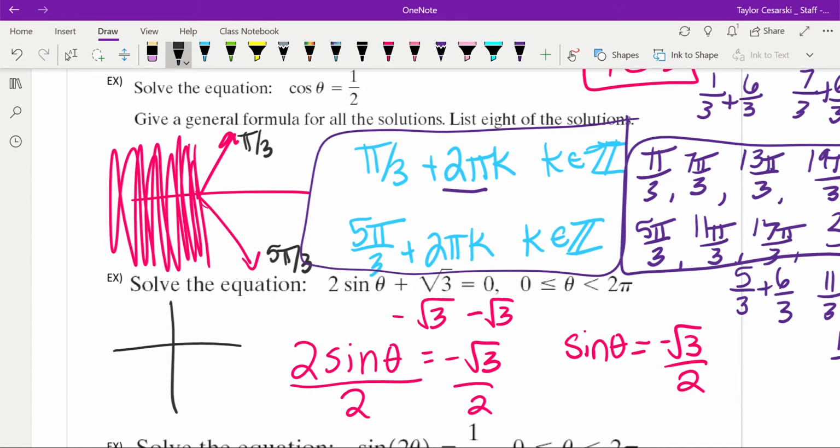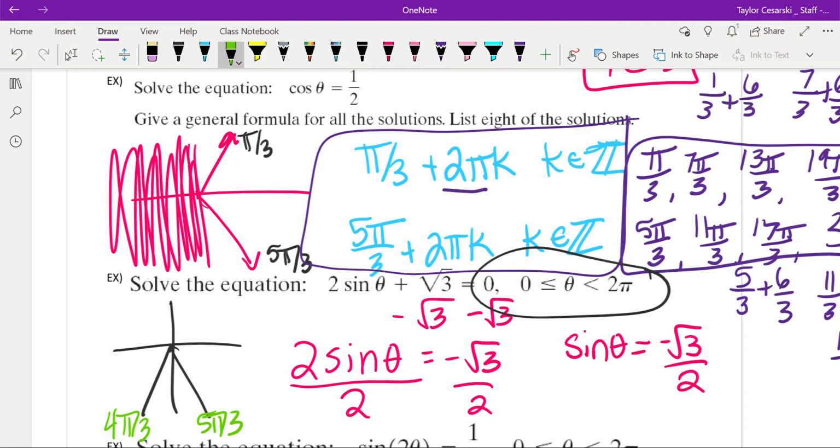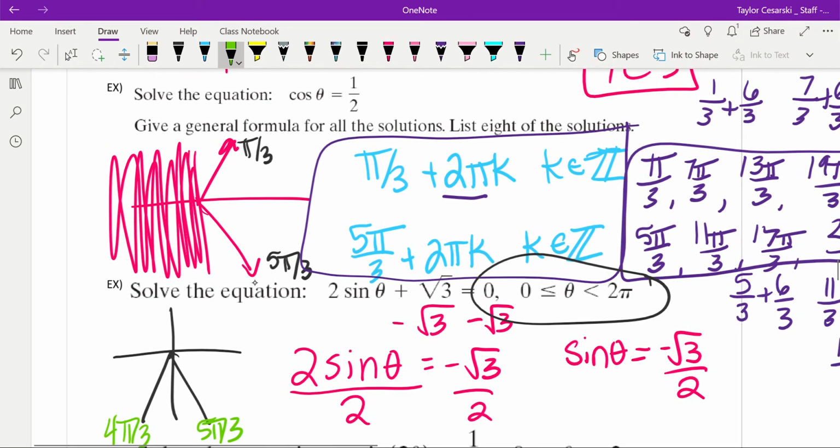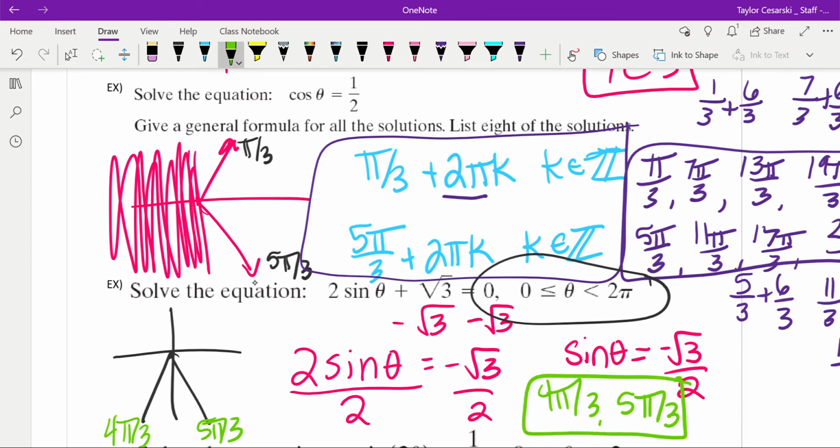Alright, so then I'm going to look on my unit circle, where does sine of theta equal negative square root of 3 over 2? Alright, so that's going to happen right here and right here on my unit circle. So I just have to figure out what those angles are. Notice because it's between 0 and 2 pi, I'm not looking for the general formula, I'm just looking for what those exact angles are. So that's going to be 4 pi over 3 and 5 pi over 3. Okay, so my final answer would just be 4 pi over 3 and 5 pi over 3. And those are your 2 solutions.